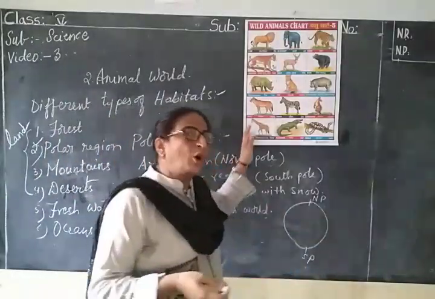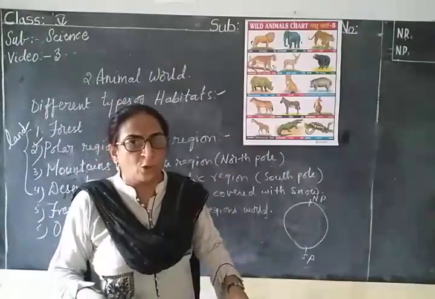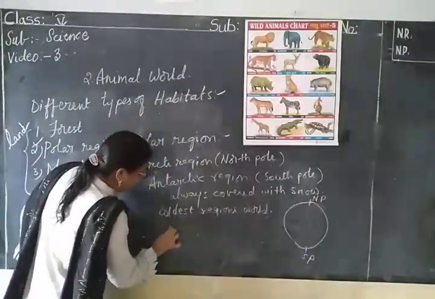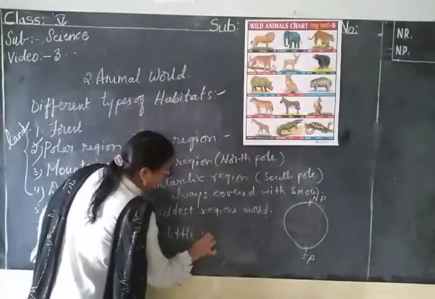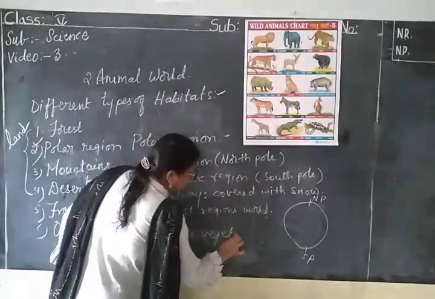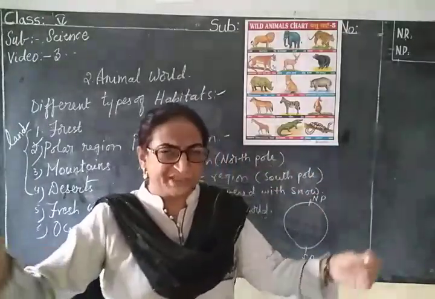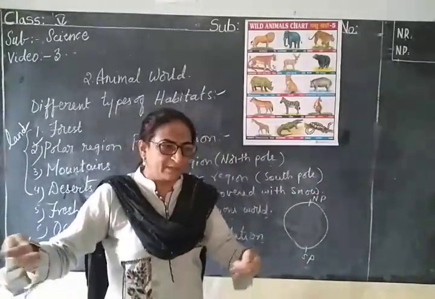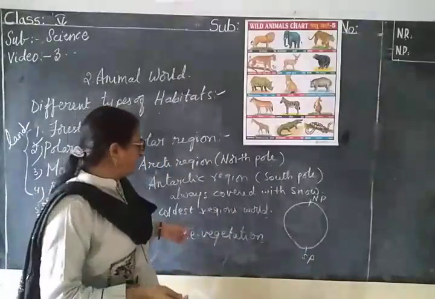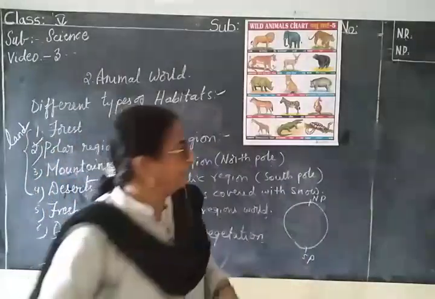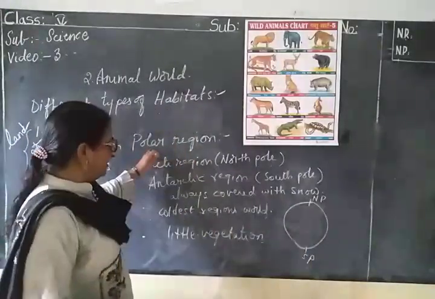And as it is totally covered with snow, very little vegetation is found. You can't find all types of trees growing here. In cold regions, in snow, will trees be able to grow? No. So we find very little vegetation in this region.